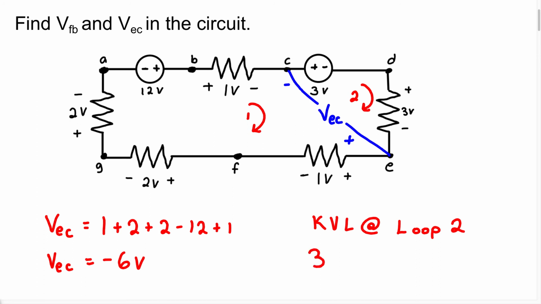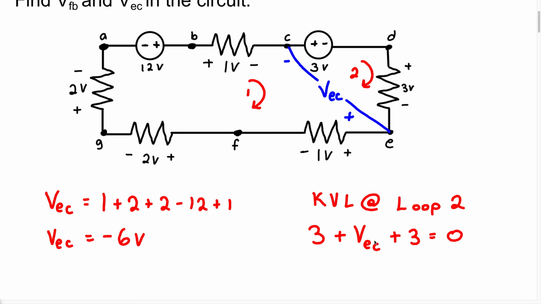So we're going to have 3 plus, because we're entering the positive terminal, we have the voltage VEC, right? So we're going to write plus VEC. That's the voltage they want us to find. As we continue around this closed loop in a clockwise direction, we're going to have a 3-volt source. And because we're entering the positive terminal, it's going to be plus 3 equals 0.